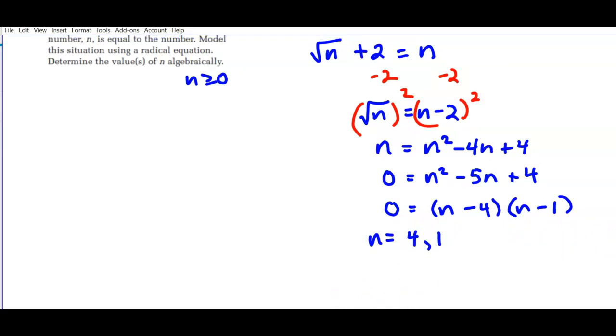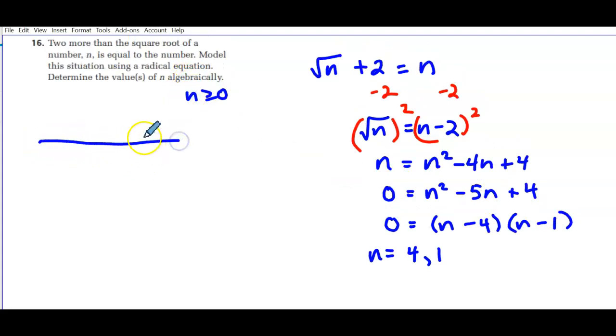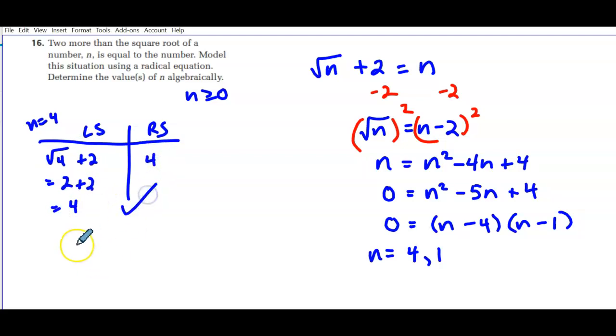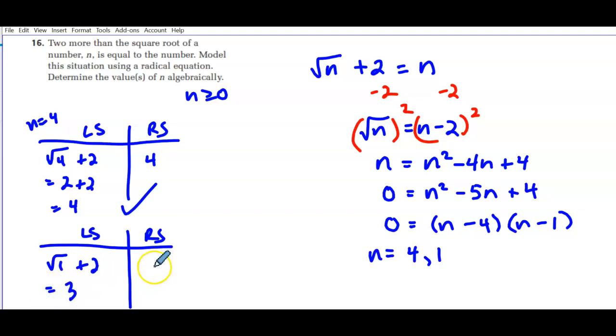Okay, and so they both satisfy this, but let's verify into our equation. So n equals 4. So that's going to be root 4 plus 2, which is 2 plus 2, which is 4. And the right side is 4. So that works. And then in the other, root 1 plus 2 is 1 plus 2 is 3. And the right side is n, which is 1. That doesn't work. Okay, so this is extraneous. Your solution is n equals 4. Okay, so those are another couple of questions to help you with your homework.